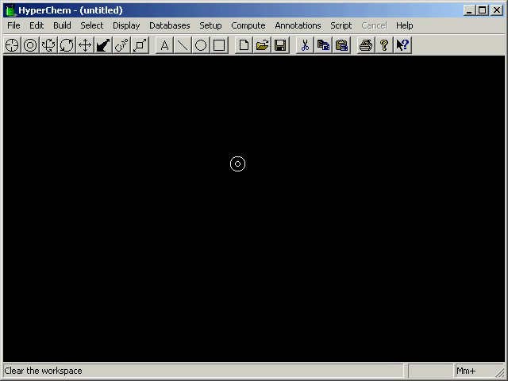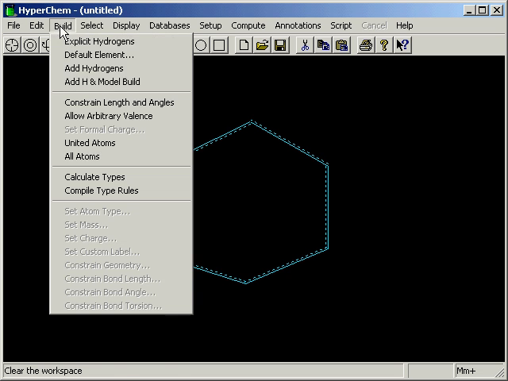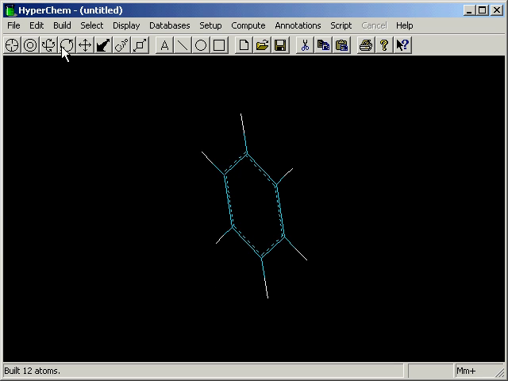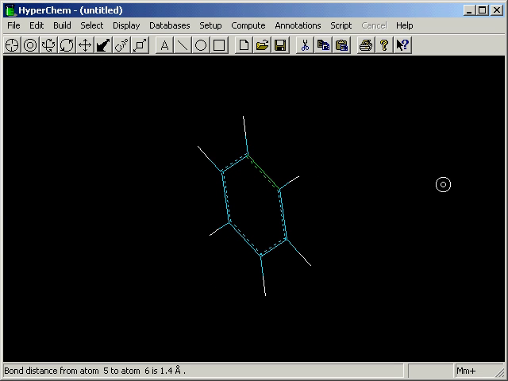This tutorial shows you the basics of constraining the model builder. If we take the model builder and we build benzene, an aromatic ring, we get the structure with equal bond lengths, of course, of 1.4 angstroms.